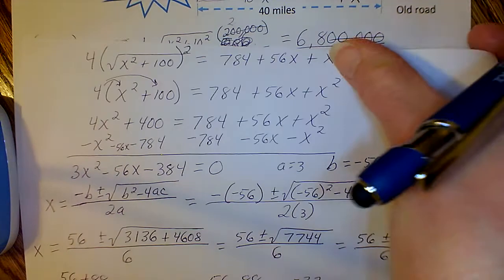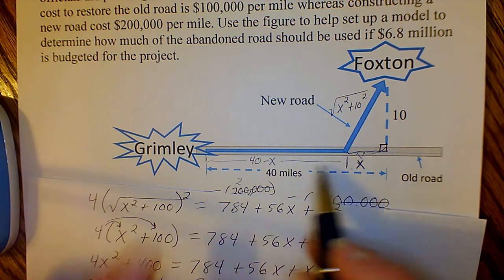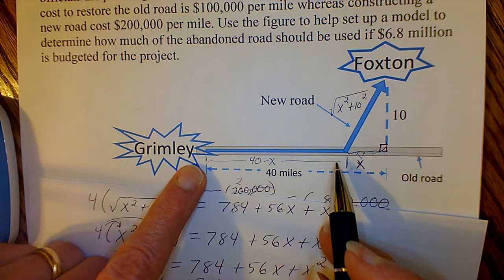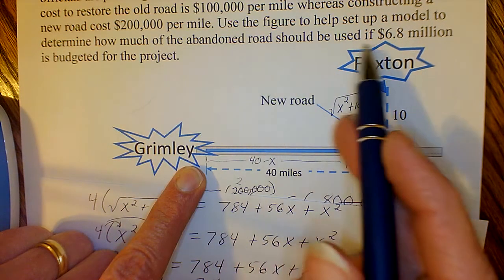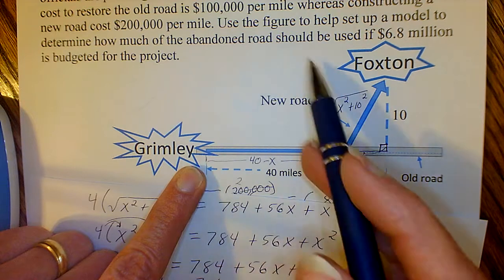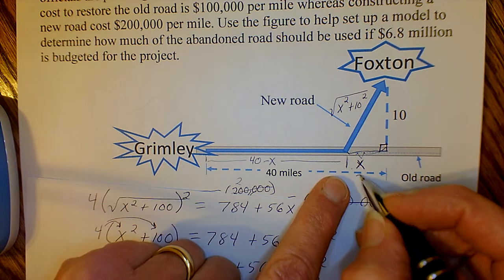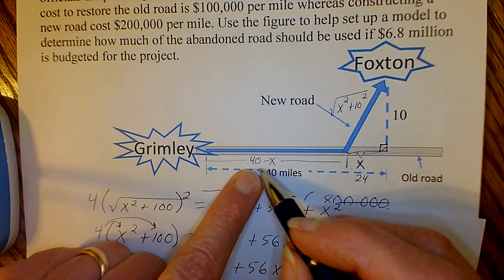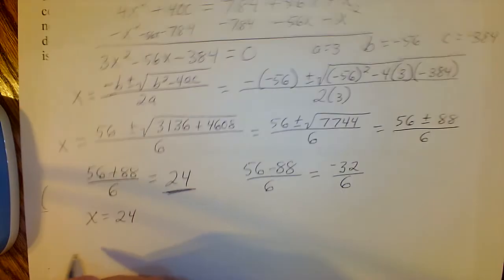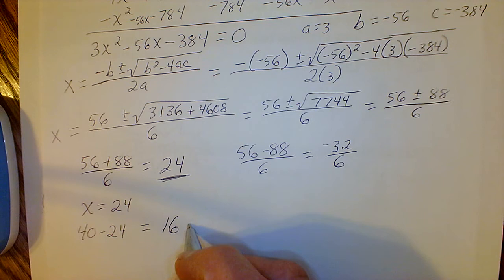And so now what we just said was we want this amount to be 24 foot. And so how much of it, so let's see, use the figure to help set up a model to determine how much of the abandoned road should be used if 6.8 million is budgeted for the project. And so if this much of it is going to be 24, then the abandoned road that we're using is going to be 40 minus 24. So we're going to use 40 minus 24 miles, which is going to be 16 miles.